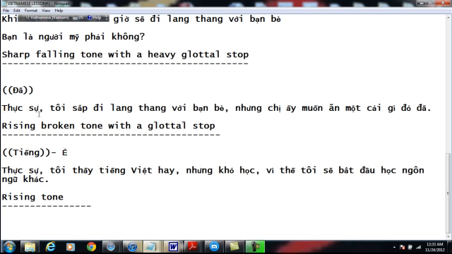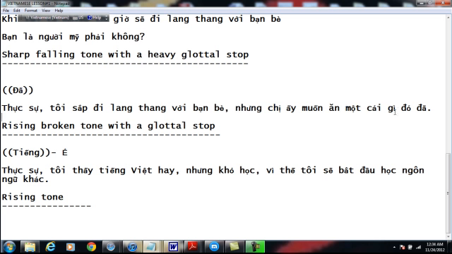All right. So thực sự is actually. Tôi sắp đi. So sắp is the future. This is another way of indicating the future, like sẽ before. So sắp đi. Go lang thang, which we just had. That means wandering around. Với bạn bè, with friends. Nên, but chị ấy, that means she. Muốn, want. Ăn, that means to eat. Một cái gì đó, that whole thing means something.